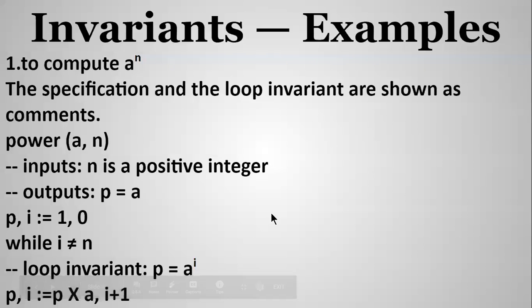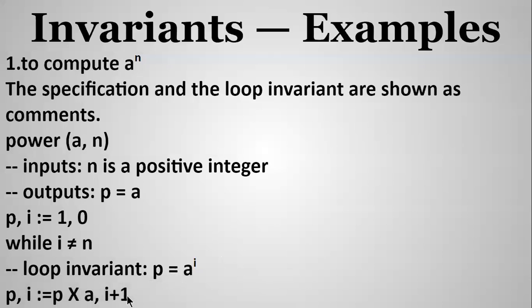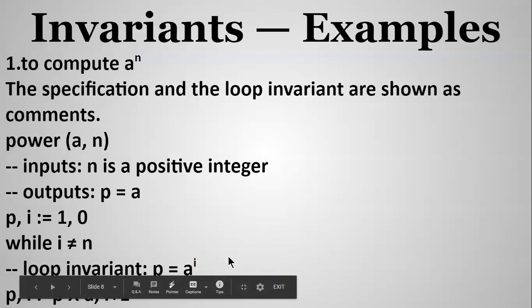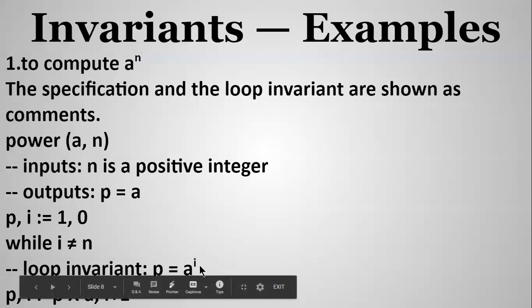Whatever may be the value of my I, whatever may be the value of my A, I am going to multiply it by A and I am going to increase my value by 1. That's why you call it P is equal to A to the power of I as your loop invariant. Anyhow, I get my answer as what? P is dependent on the value of I. Whatever may be the value, my formula is A to the power of I. So that's called a loop invariant.